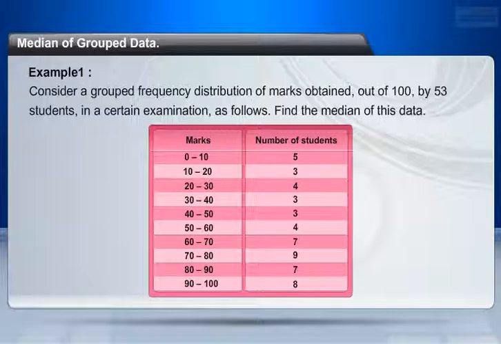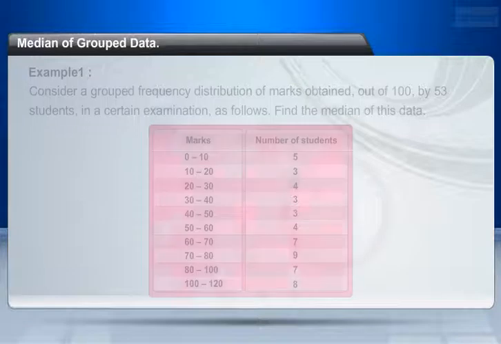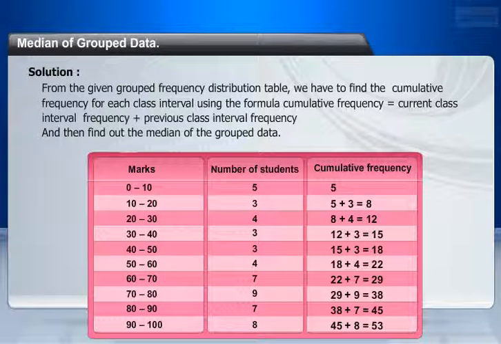Example. Consider a grouped frequency distribution of marks obtained out of 100 by 53 students in a certain examination as follows. Find the median of this data. Solution. From the given grouped frequency distribution table, we have to find the cumulative frequency for each class interval using the formula cumulative frequency equals current class interval frequency plus previous class interval frequency. Then find out the median of the grouped data.